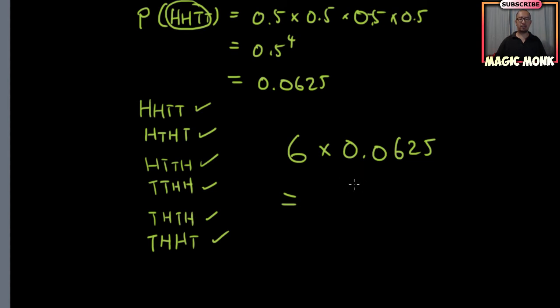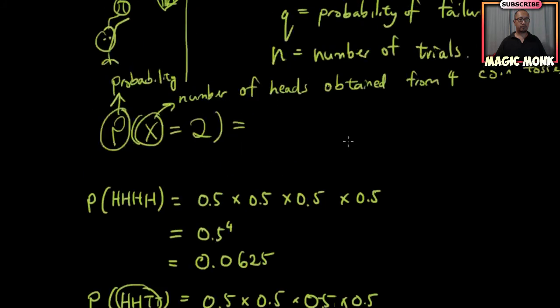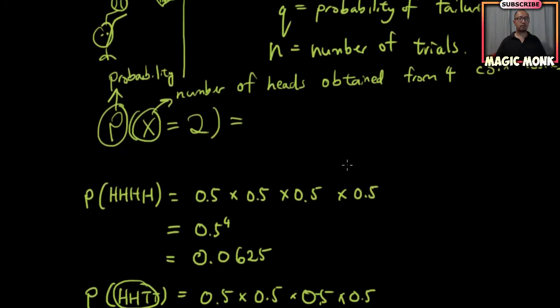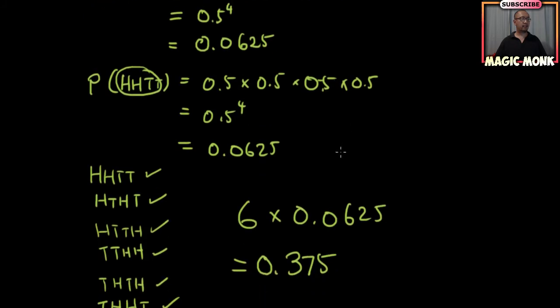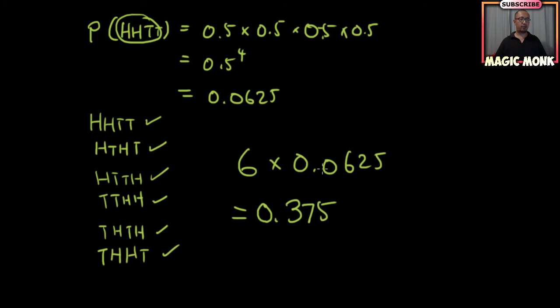So 6 times 0.0625. And that tells me the answer is 0.375. So yeah, that is definitely the answer for getting, what is it? Getting 2 heads.